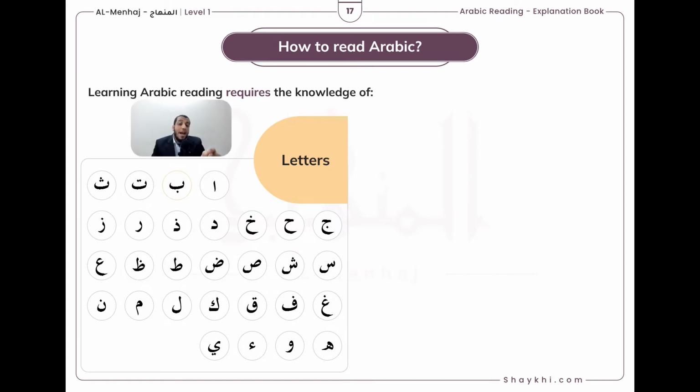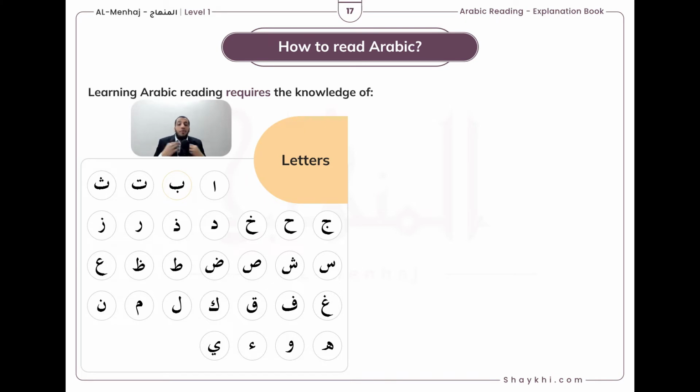So if you have two languages and you have to learn both of them, but one of them is a phonetic language and the other is a non-phonetic language, which one will you start with? For sure you start with the phonetic language because it's easier to learn and easier to read. So this is the first point here that you have to learn first to be able to read Arabic, which is the letters. So the question now: is learning letters sufficient to be able to read Arabic?